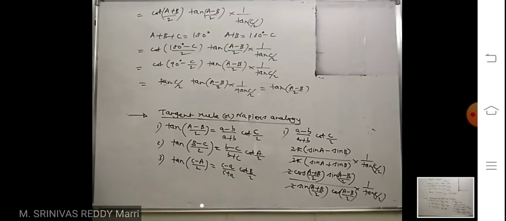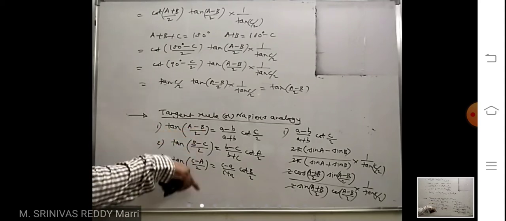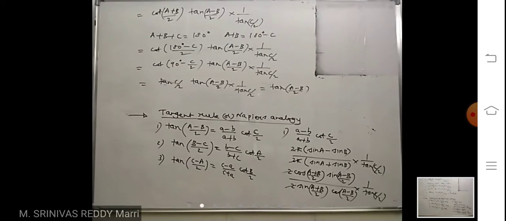These formulas will be used whenever the problem involves the difference of angles A minus B, B minus C and C minus A. The only hint is that A minus B, B minus C, C minus A will be given about those angles. Then use these rules. Look at how to apply these rules. We will see some problems.